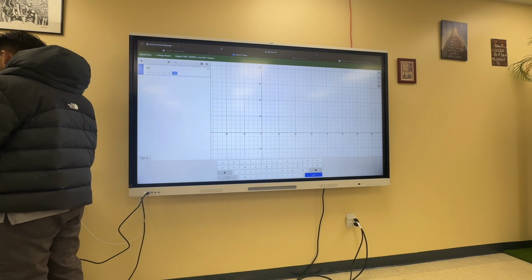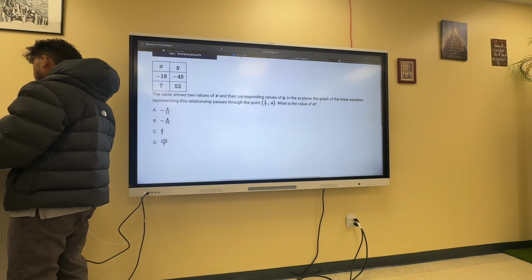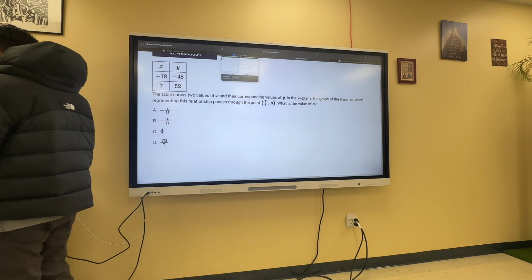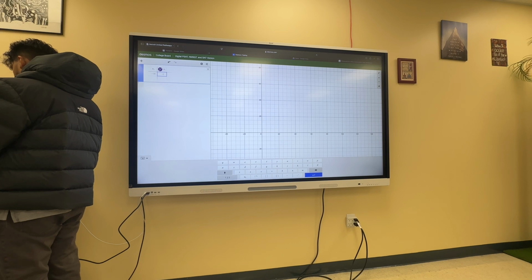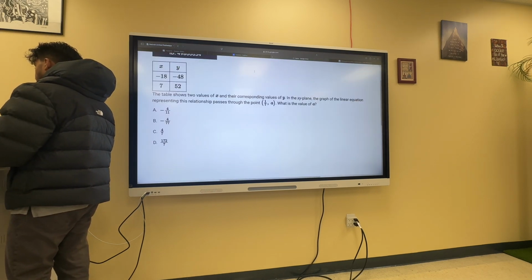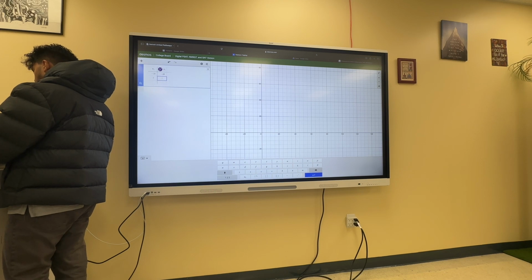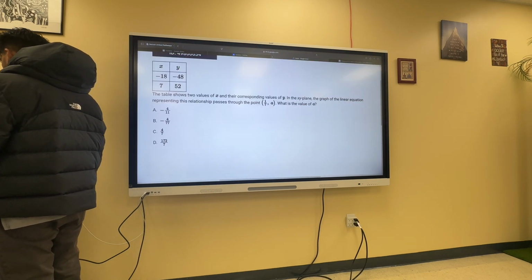I like to just type in table because it's easier, but once you get the table, all you do is plug in the x and y values. So negative 18, negative 48, right? And then 7 and then 52, right? 7, 52, okay?